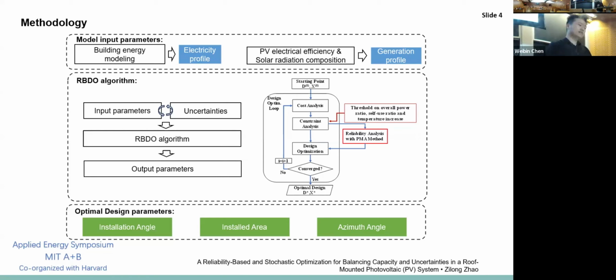This workflow shows you how the loops work based on the initial guess for the design and random variables and cost analysis. It's not real cost analysis, but it's about minimizing the installation area. And the constraints are established at the beginning, which I will introduce a little bit later. There are some thresholds on some parameters that you need to satisfy as constraints to optimize. And then the PMA method in the reliability analysis. And at the end of the day, you'll have the optimal design for the design variables.